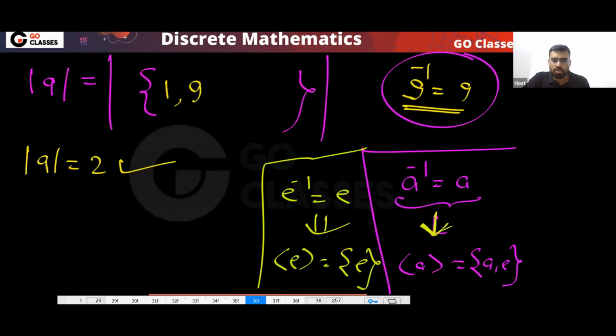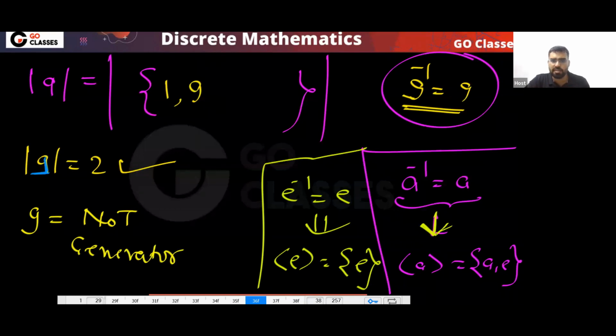Okay, next. So this is the idea. Here, what is the subgroup generated, what is the order of 9? That will be 2. So what can I say about 9? Is 9 a generator? This is not a generator, because it cannot generate all elements.